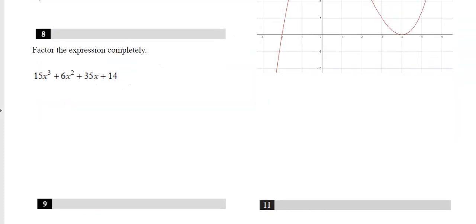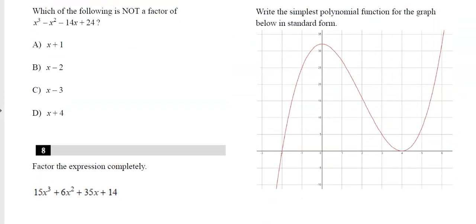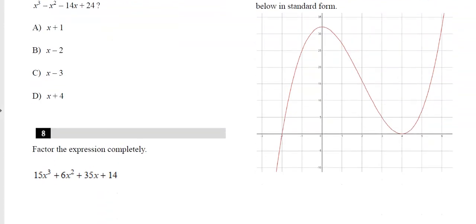Number 10, write the function in standard form. So I have to kind of know some things, and this is the big idea from this part. If you have a 0 that you just cross through, you just cut through it, that means it has a multiplicity of 1, which basically means that factor happens once. So since the 0 is negative 2, I have a factor of x plus 2.